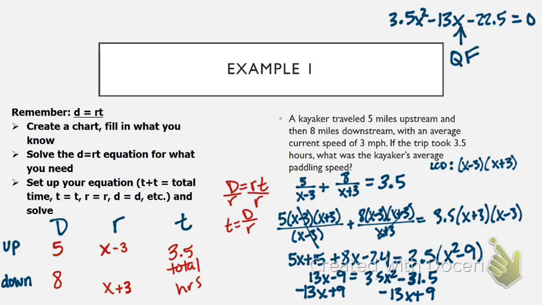If I use the quadratic formula on this, which I'm not going to go through because this is already taking me 8 minutes, and we know how to use the quadratic formula, I get a positive answer and a negative answer. Well, the negative answer, I can't paddle at a negative speed, so that doesn't make any sense. So I paddle an average speed of 5 miles per hour.